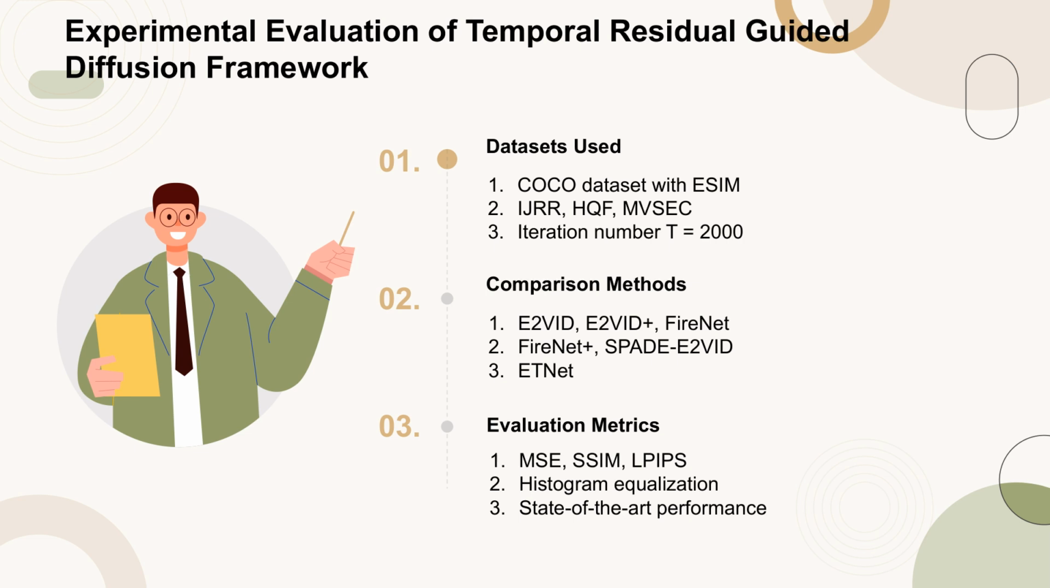The proposed method was compared against various state-of-the-art event-based reconstruction methods such as E2VID, E2VID+, FireNet, FireNet+, SPADE E2VID, and ETNet. The evaluation metrics included mean square error, MSE, structural similarity, SSIM, and perceptual loss, LPIPS. All reconstructed images and APS reference frames underwent histogram equalization before evaluation to ensure fairness. The results demonstrated state-of-the-art performance across almost all metrics, with significant improvements in structural details and SSIM metrics.